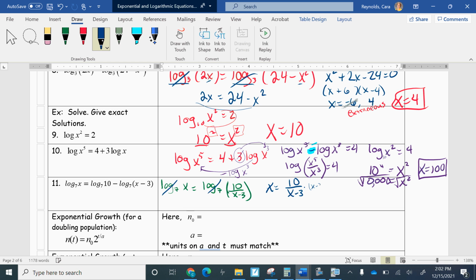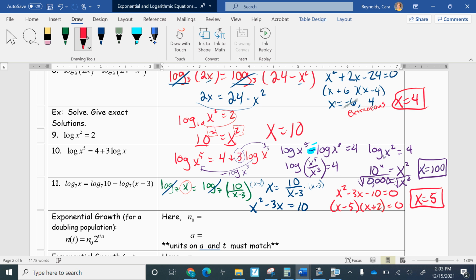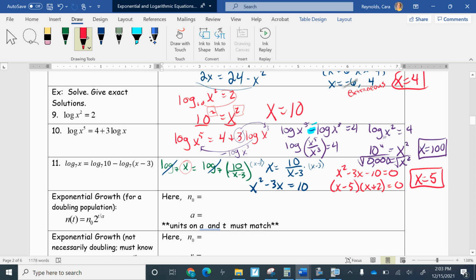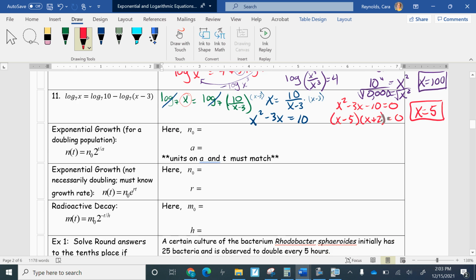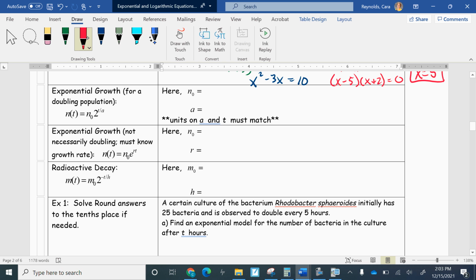Multiplying both sides by x minus 3 to get rid of the denominator, I end up with x squared minus 3x equals 10. And so x squared minus 3x minus 10 equals 0. This factors into minus 5 and plus 2. X cannot be a negative number. It also can't be 3, but that's not an issue here. And so x equals 5 will be my only solution because negative 2 won't work. All right, so any questions on that, just let me know. Moving into your word problems.